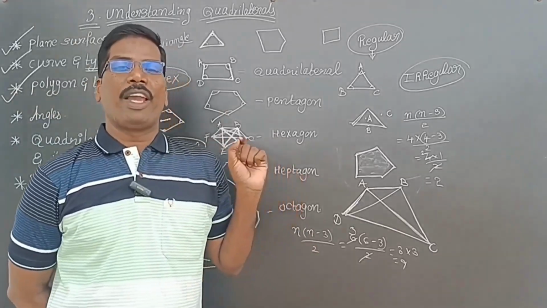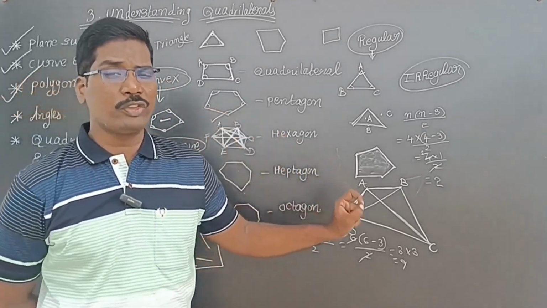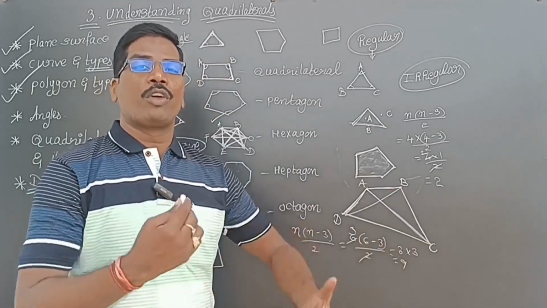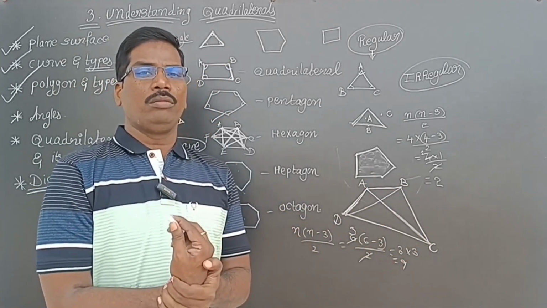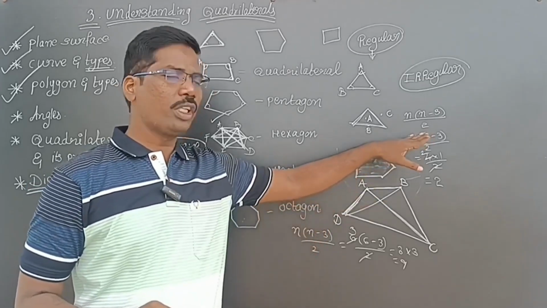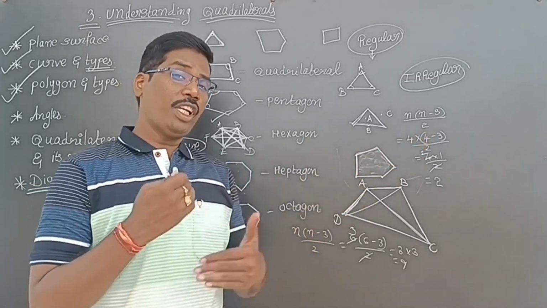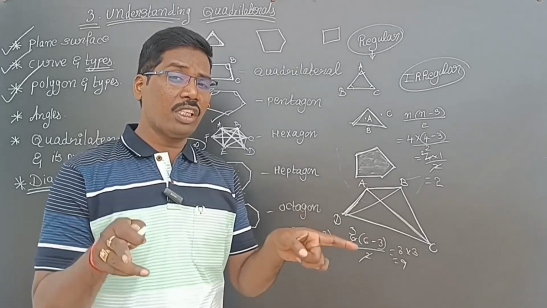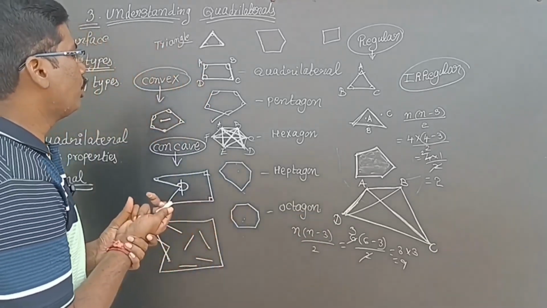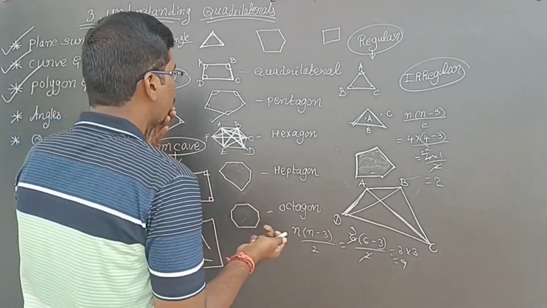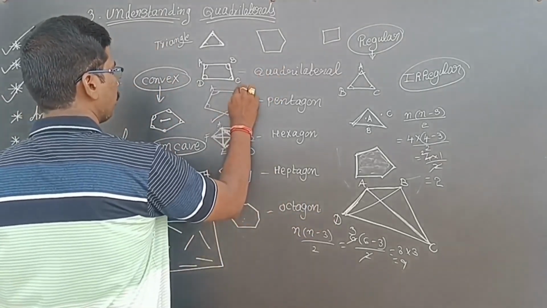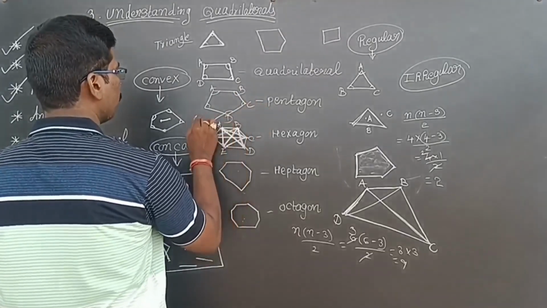So like that, by knowing this formula, by remembering this formula, n into n minus 3 by 2, we can know the number of the sides of a polygon. Today in the grand test, I will give about this number of the diagonals. If the number of the diagonals is given, then they will ask the number of the sides also. For example, they will say like this. Reverse also they will give.